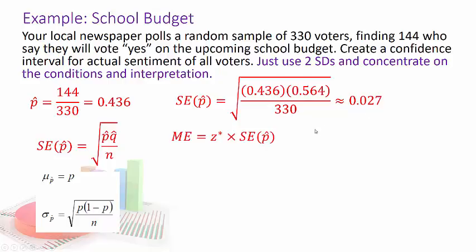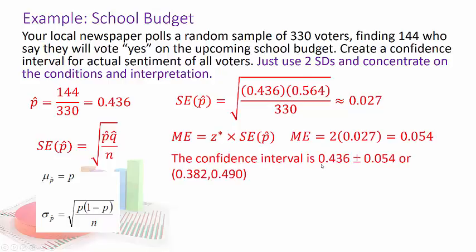Now I'm going to find my margin of error. So what kind of confidence did they say? Well, they told us to just use 2 standard deviations. And 2 is a really great number to use. If it's not too wide, 3 is even better. Depends on how wide you want your statement to be. And so we calculate it and we get 0.054. So that means I can say the confidence interval is my proportion plus or minus 0.054.